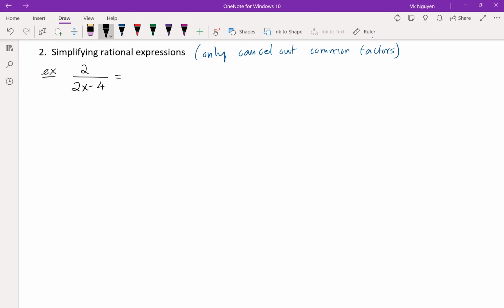Okay, 2, well, it's the same as 2 times 1. On the bottom, we can factor out the 2, and get x minus 2. Now we see that, oh, we have a common factor 2. Cancel it. And we have 1 over x minus 2.